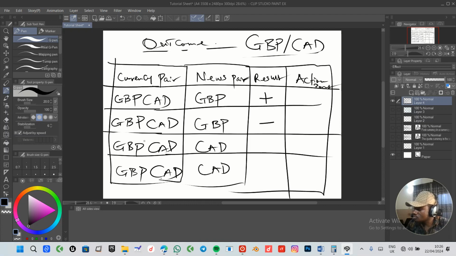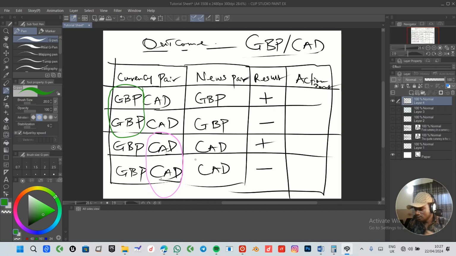If the news is going to be on Canadian dollar, sorry, let me change the color so that you see it well. If the news is going to be on Canadian dollar, then Canadian dollar is either positive or negative. So there are four different probabilities. We have here if the news is on GBP, if the news is on CAD. I hope this is very clear now.